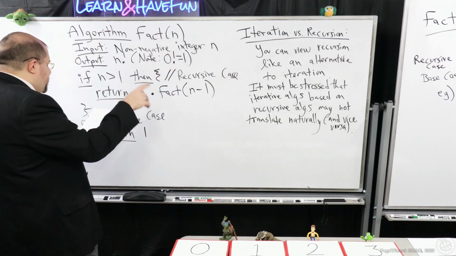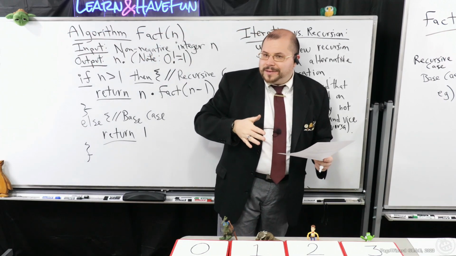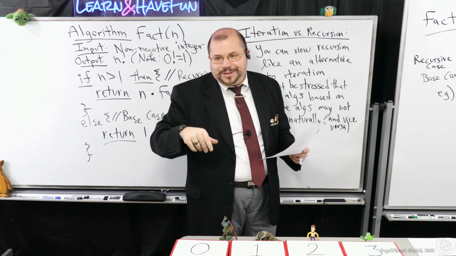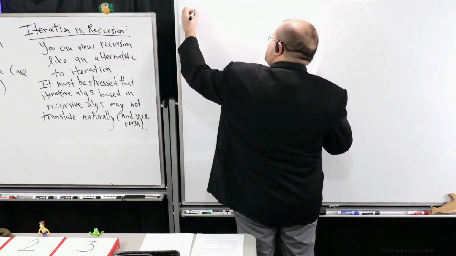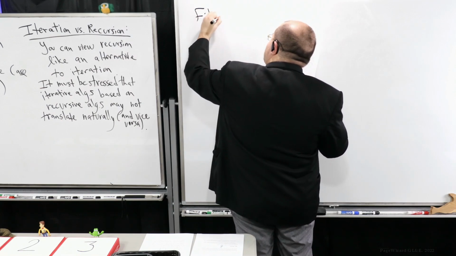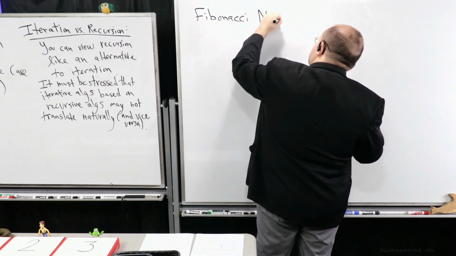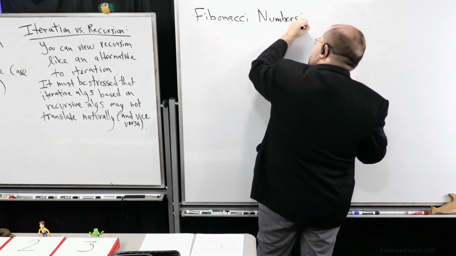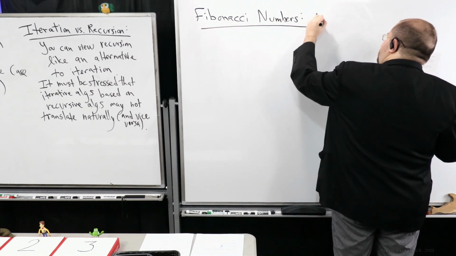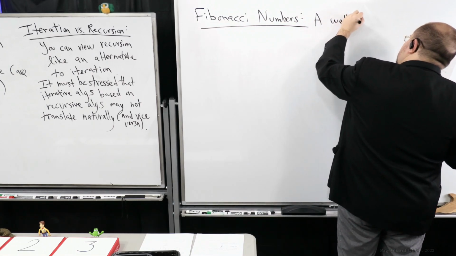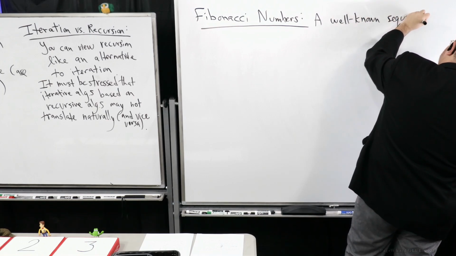So I want to give you another example, just because we've seen always ones with one recursive call. And I just want to show you that it doesn't have to look like that. So let's do another example. This is a really well-known number sequence. There's several different ways you can define the Fibonacci numbers. So it's a well-known sequence of numbers, and it works like this.